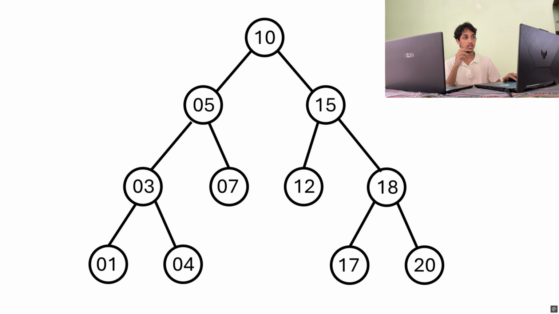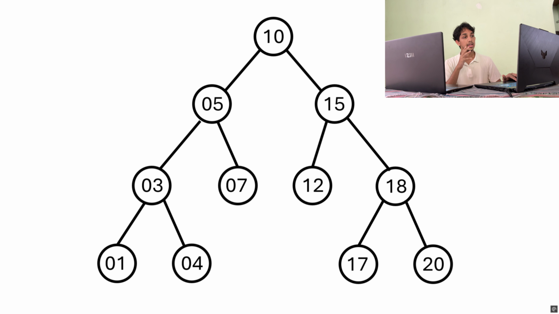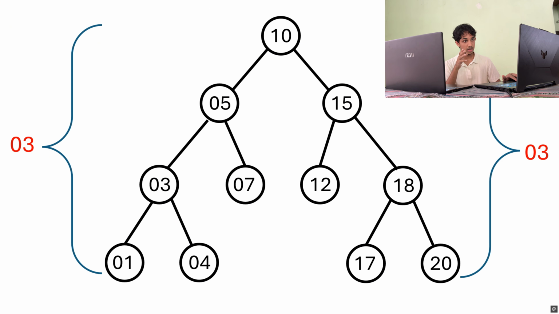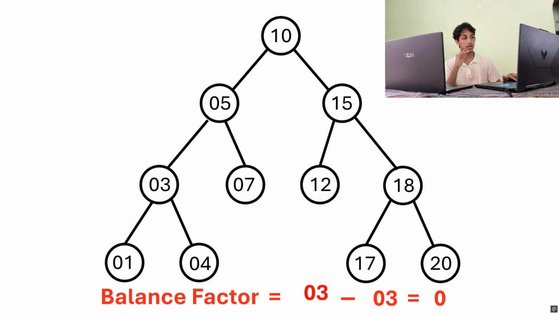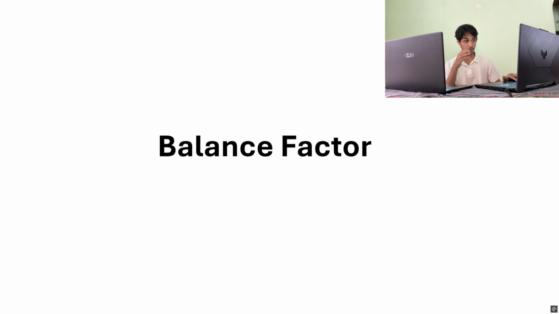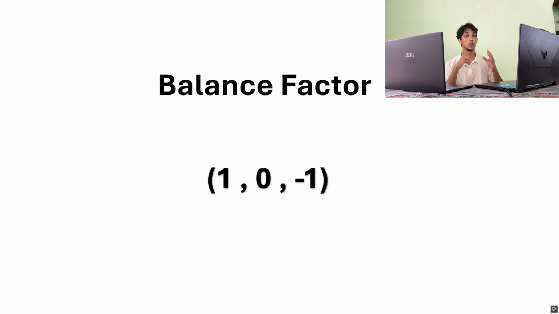Here we have a simple tree. If we take both sides, they have 3 and 3 nodes. So if we subtract the left side from the right side, it becomes 0. So according to the balance factor, this has 0. As I mentioned, the balance factor should be 0, 1 or -1. In the previous case, this rule was satisfied, therefore that tree was balanced.